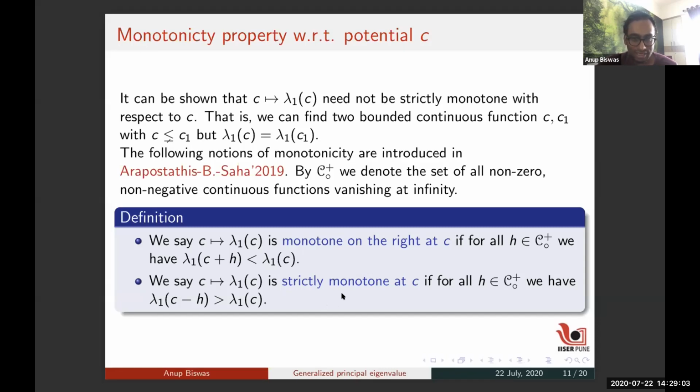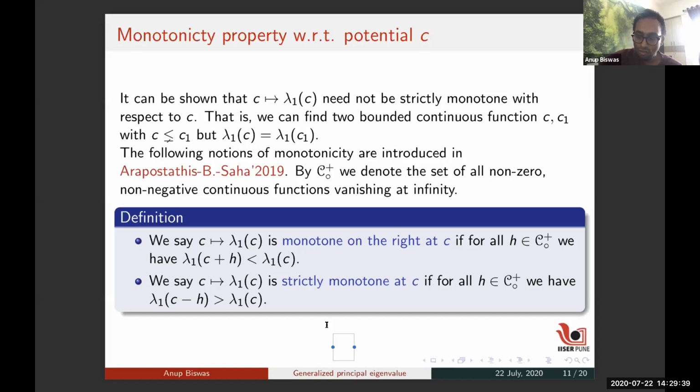Now, what happened is that strictly monotone implies monotone on the right. The reason being, one can show that this lambda 1 is a concave function with respect to C. Since lambda 1 is a concave function with respect to C, and if this guy increases, later on the function has to decrease, it cannot go flat. So strict monotonicity implies monotonicity on the right, but not the converse. There are examples where the eigenvalue is monotone on the right, but not strictly monotone.